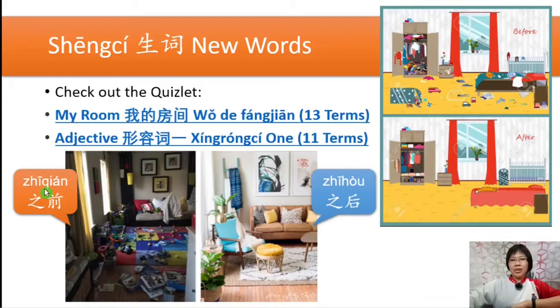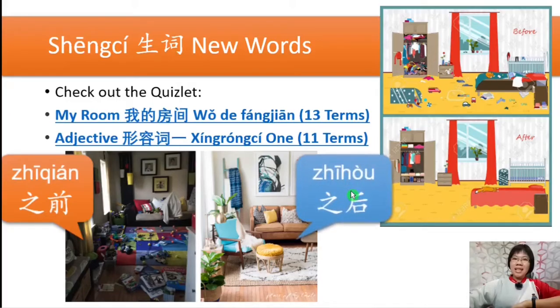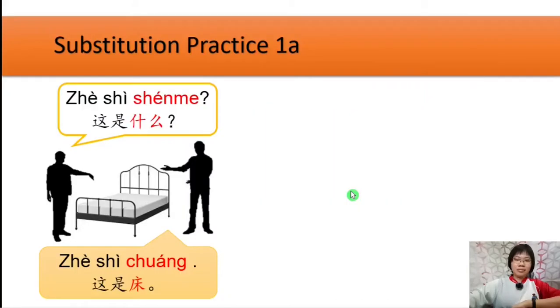For your information as well, 之前 means before. 之后 means after. I hope the condition of your room is always 之后. Not too worried about these two terms at the moment. You're going to learn the details later. Let's move on to the substitution practice.